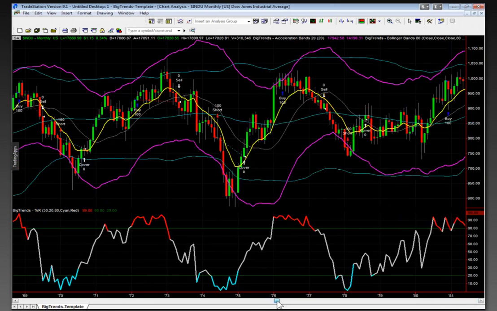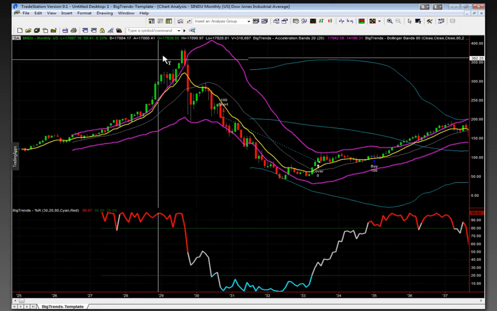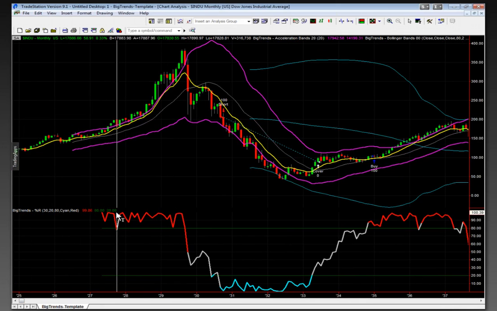Oh, by the way, within TradeStation, I can go back on the Dow a whopping 90 years. You can see, by the way, you've heard of the Roaring 20s. That was the Roaring 20s with a retest in 1927.